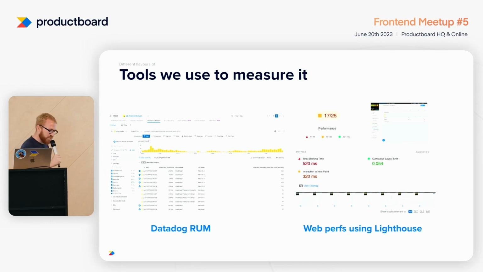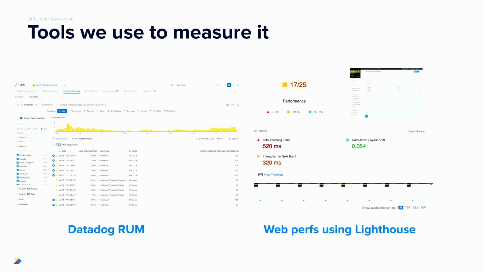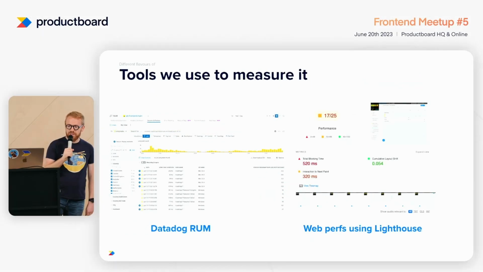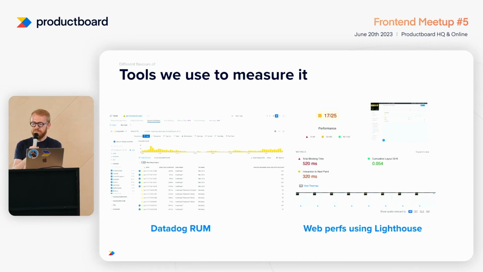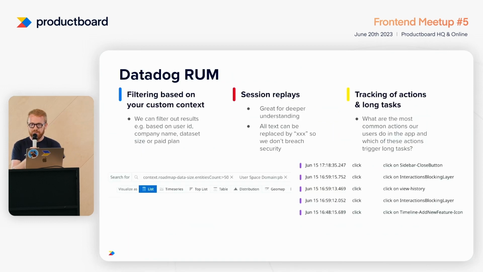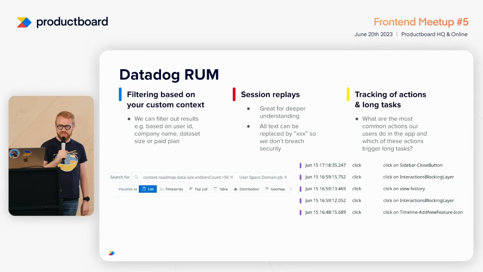So what we want to do is to know about these cases which are happening in our applications to our real users. We started monitoring these with two tools. First one is Datadog Real User Measurement, RUM, and the second are web performance test where we use Puppeteer and Lighthouse. So let's start with Datadog.